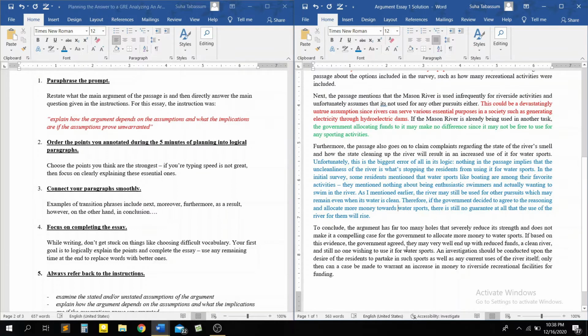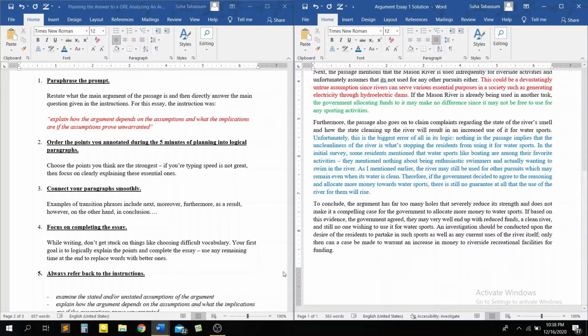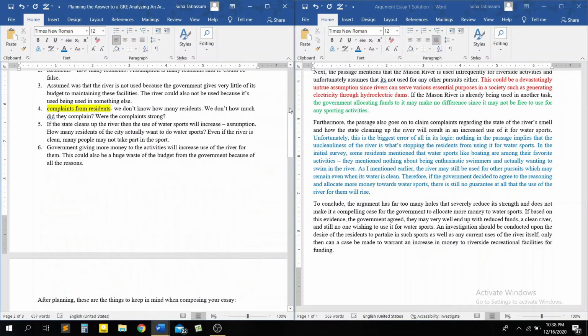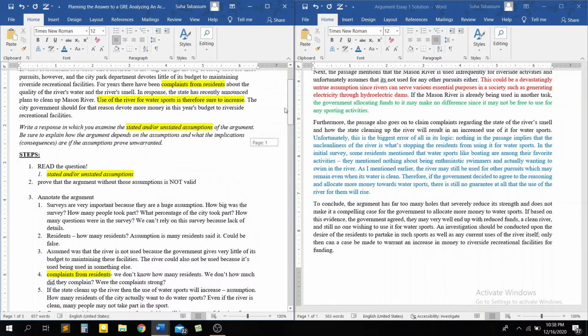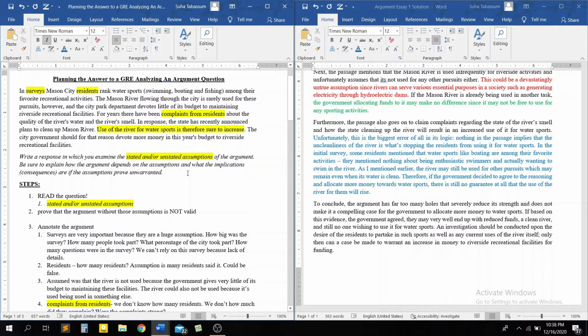The only thing that's left is a conclusion. In the conclusion, you're going to restate the things that you mentioned above, and you are going to answer the main question given in the instruction: what consequences would have occurred if the assumptions that weren't mentioned in the passage were wrong. So I've written here that the argument has far too many holes and the argument is not strong.